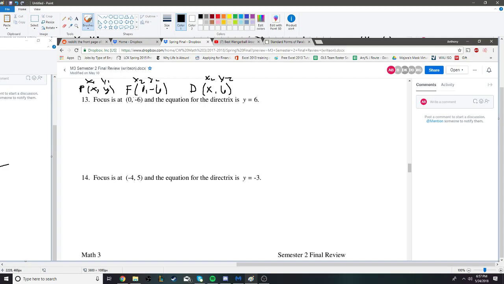So this is going to be the square root of x minus 0 squared plus y minus a negative makes that a positive 6 squared equals the square root of, now we have to do PD, so this will be x minus x squared plus y minus 6 squared.